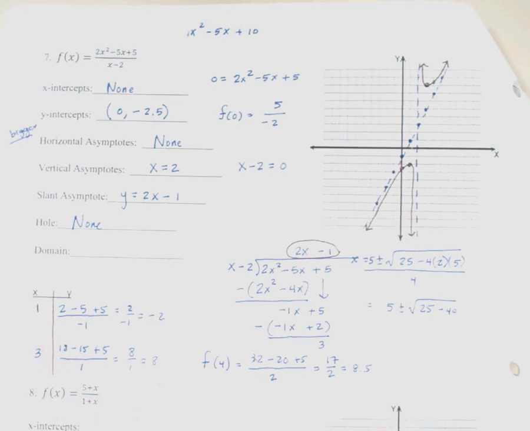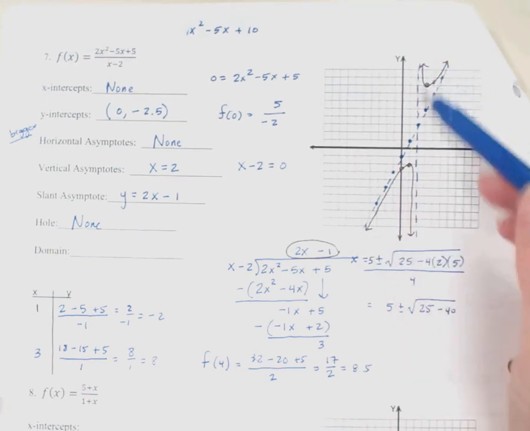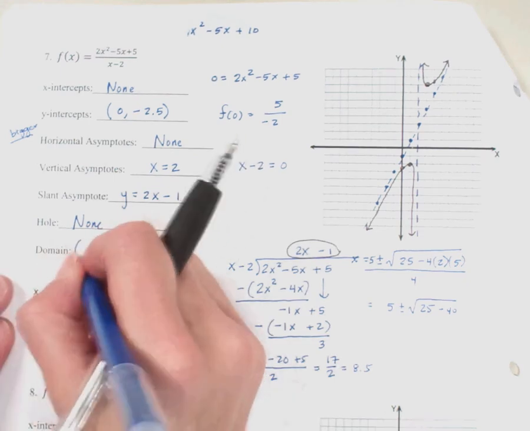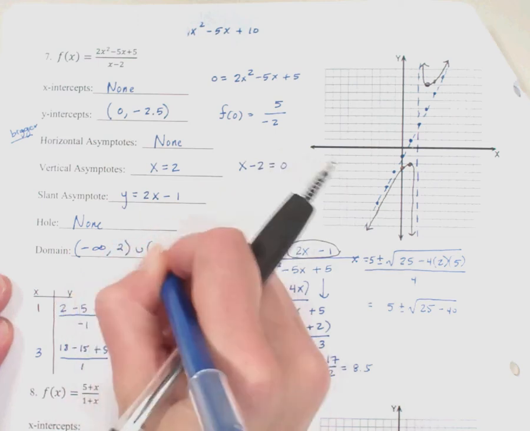Next, we need to find our domain. The domain is going to be based on our vertical asymptote, because notice the curve goes down and to the left forever, and the one above goes up and to the right forever. So all values of x are included in the domain with the exception of the asymptote at 2. So my domain would be negative infinity to 2 and 2 to infinity.